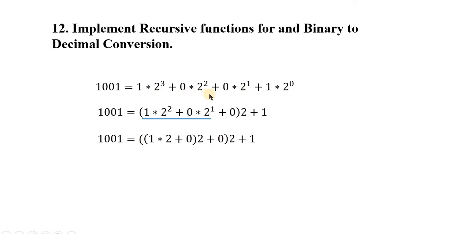For example, here, considering these 4 terms, I have extracted the rightmost digit. I have kept the rightmost digit separate and I have multiplied the rest with 2. In the next step, I have extracted the rightmost digit and I have multiplied the remaining terms with 2. I am going to make use of the same logic to recursively convert a binary number to a decimal number.